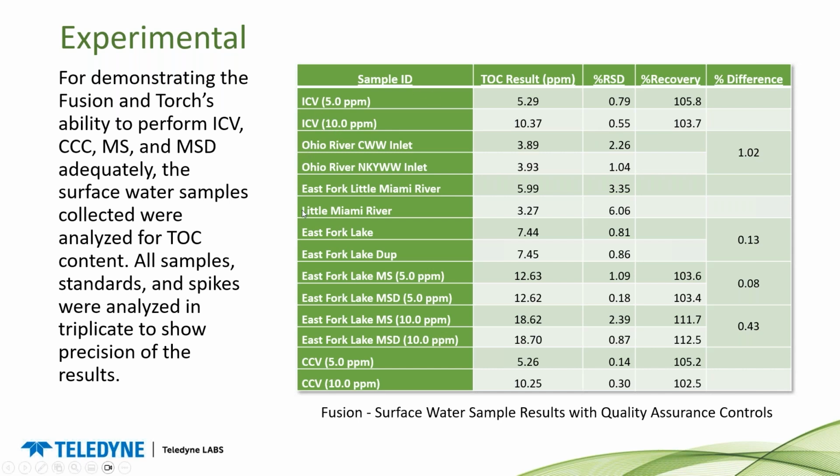Our samples are run next, where we've got Ohio River, Cincinnati, Northern Kentucky, East Fork Little Miami River, East Fork Lake. So looking at these TOC values, they're all actually very, very clean source waters for the area. And when we look at the dupes, the instrument shows how accurate and precise it is with the low percent RSDs, and the relative percent difference is only 0.13 for the matrix spike and matrix spike dupe. Very low percent difference, and all these recoveries right around 100%.